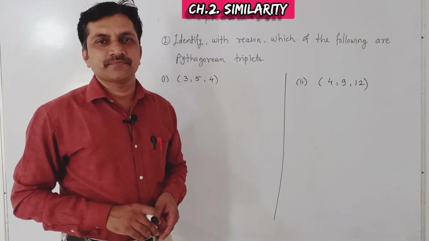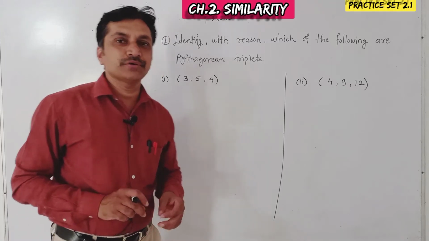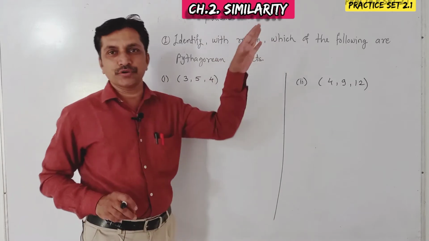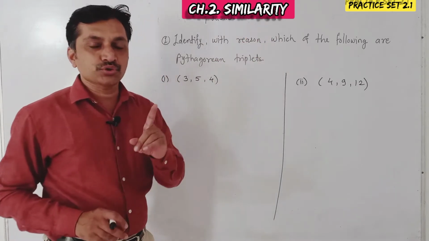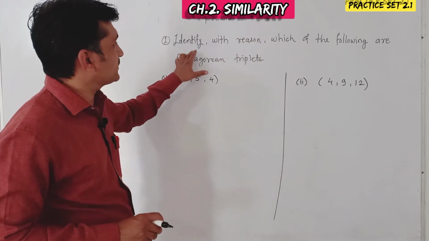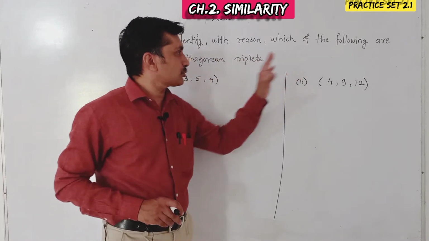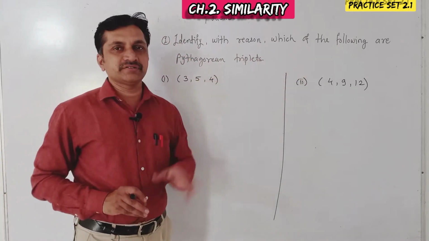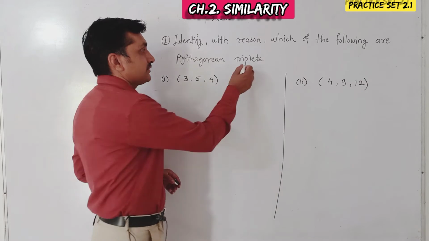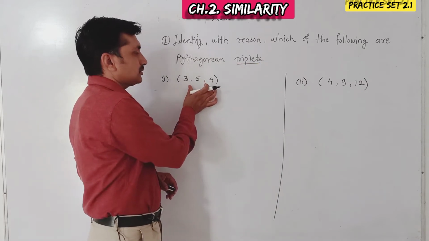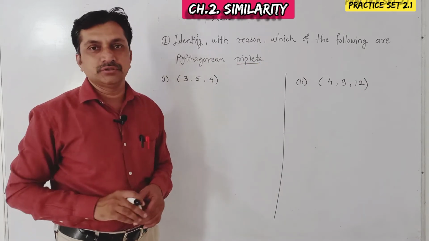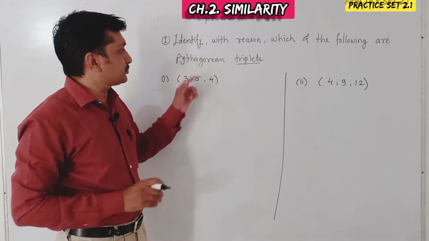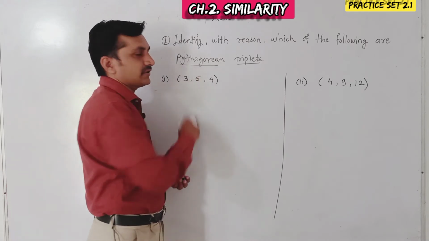Hello dear friends, in this video we are going to start practice set 2.1. First question of this practice set is: identify with reason which of the following are Pythagorean triplets. Now here it is a triplet. Triplet means a group of three numbers. But is it Pythagorean or not, we have to identify.